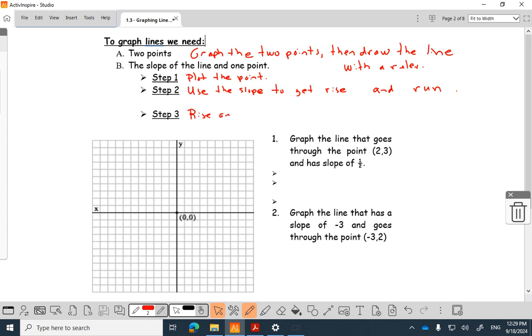Rise and run from the point to get more points.